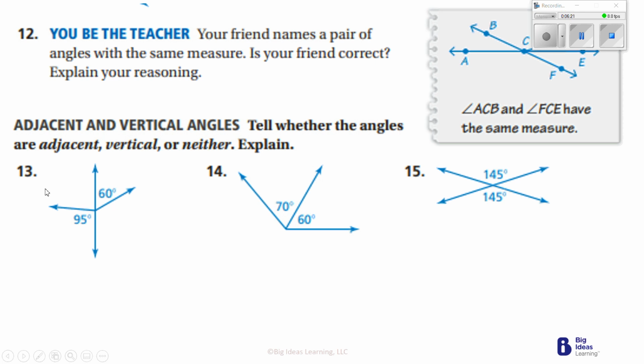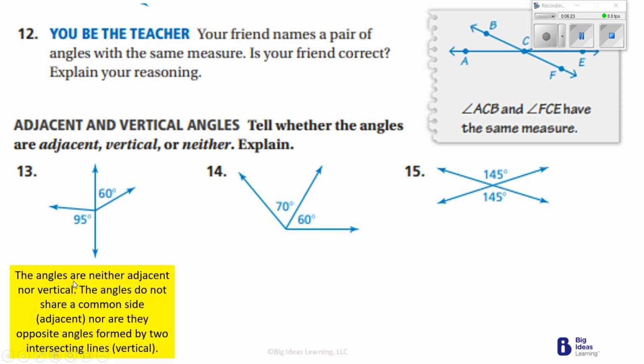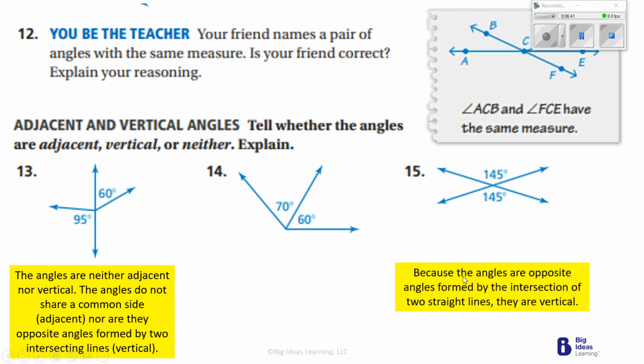So I'm going to go with neither for 13. The angles are neither adjacent nor vertical. The angles do not share a common side, which would make them adjacent, nor are they opposite angles formed by two intersecting lines, which would be vertical. Number 15, I'm going to say these are vertical angles. They're opposite of each other after two lines cross each other. Because the angles are opposite angles formed by the intersection of two straight lines, they are vertical.